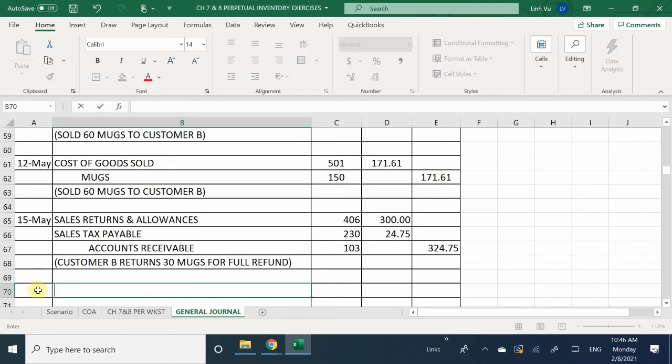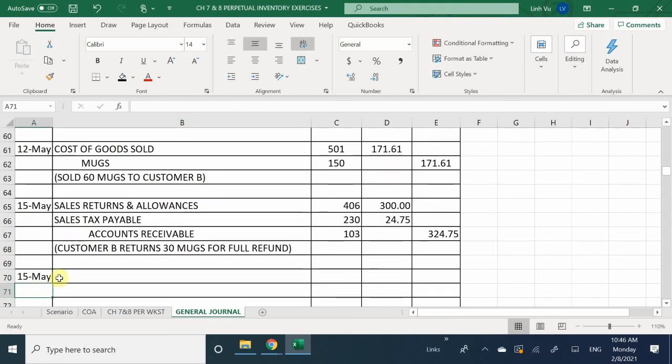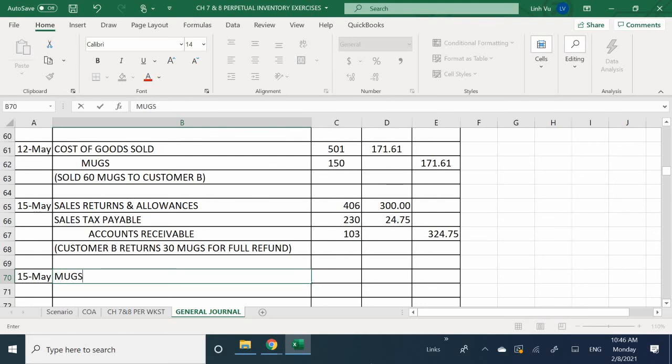Inventory? We need to return the stuff back to inventory. So therefore, we need to increase our inventory because we got our mugs back. Now, of course, in real life, you wouldn't place it back into the original mugs account because they've been used, they've been touched. You don't know.